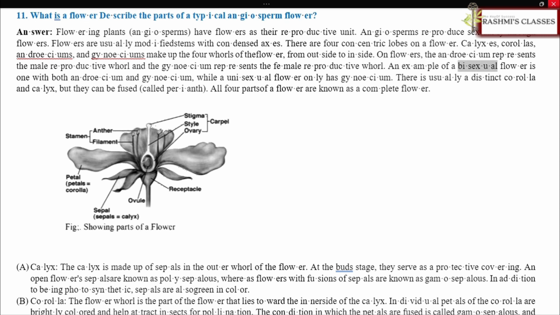An example of a bisexual flower is one with both androecium and gynoecium, while a unisexual flower only has one of them. There is usually a distinct corolla and calyx, but they can be fused, called perianth. All 4 parts of a flower are known as a complete flower.